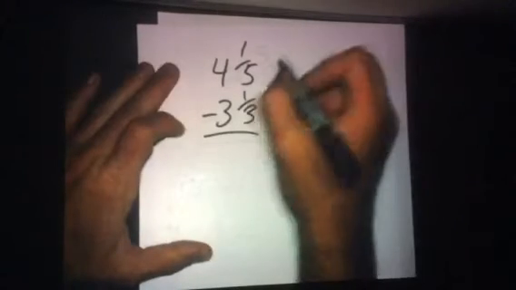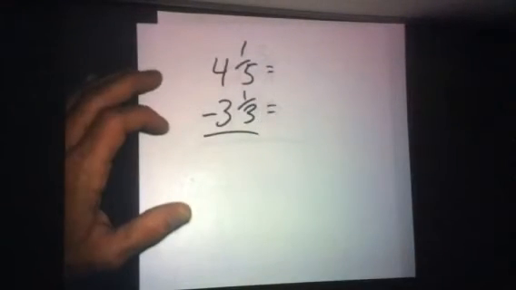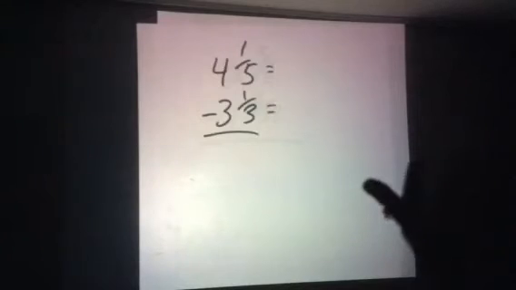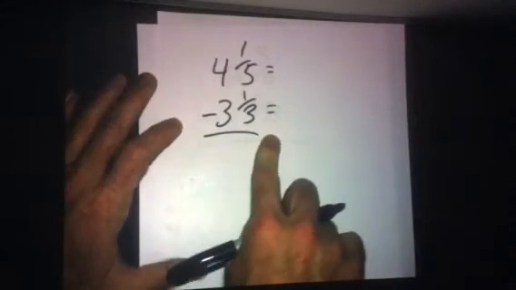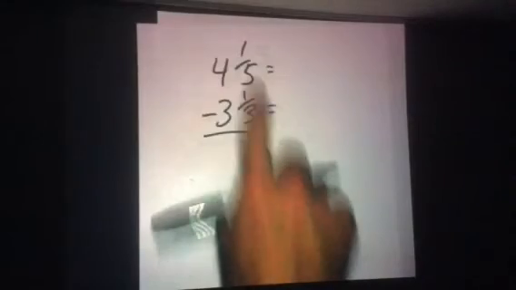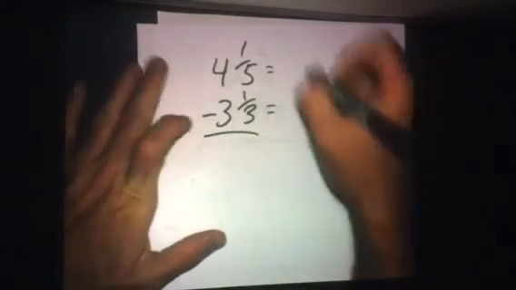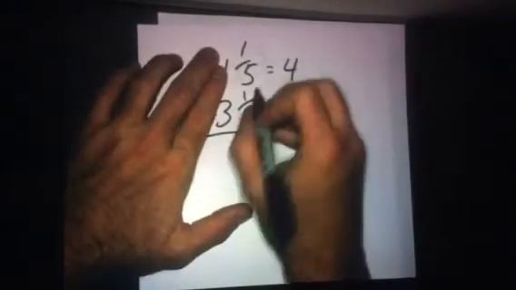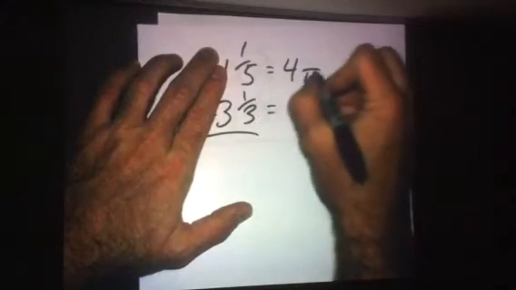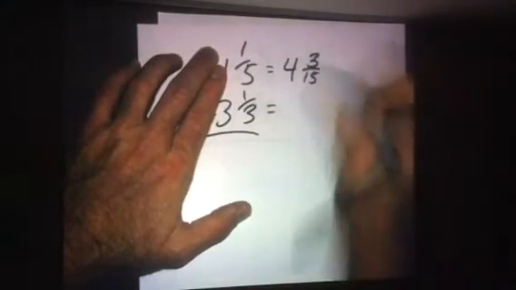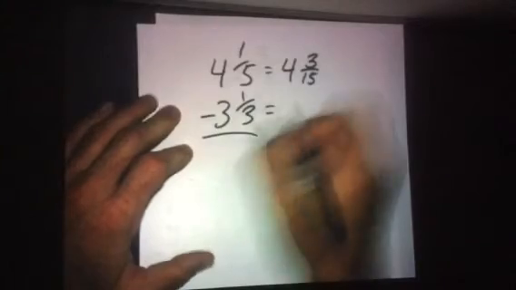Here is another one. We have 4 and 1/5 minus 3 and 1/3. So I've got to find a common denominator. I list out my multiples: 3, 6, 9, 12, 15, and 5, 10, 15. I know that the common denominator is 15. So I need to triple this to make 15, triple the top. Down here, I'm going to multiply by 5.